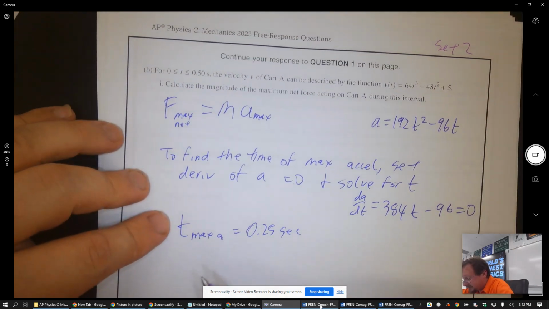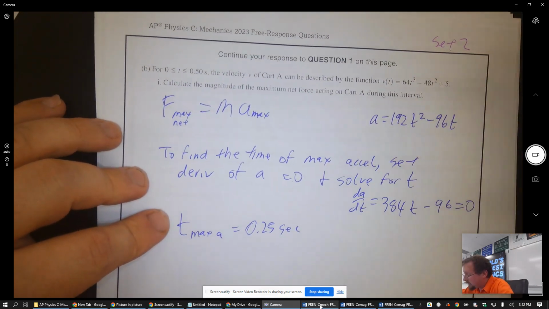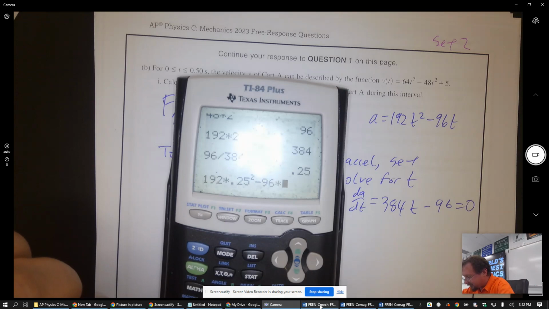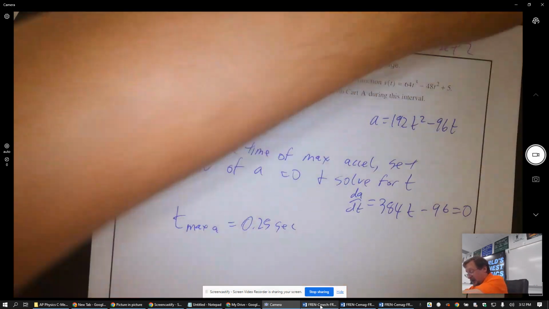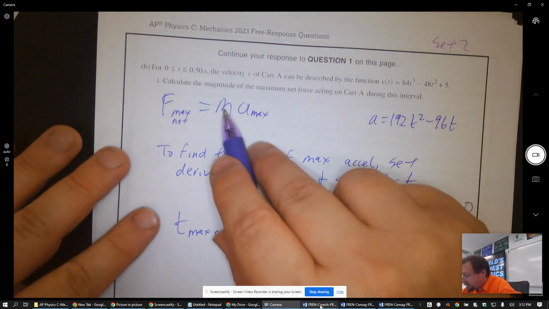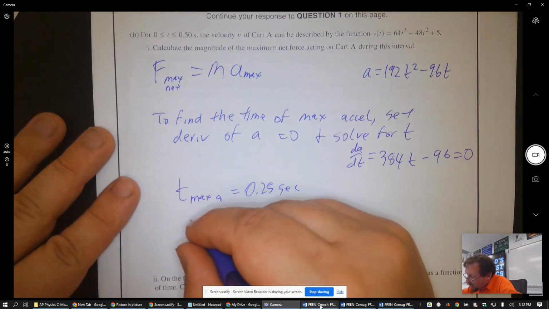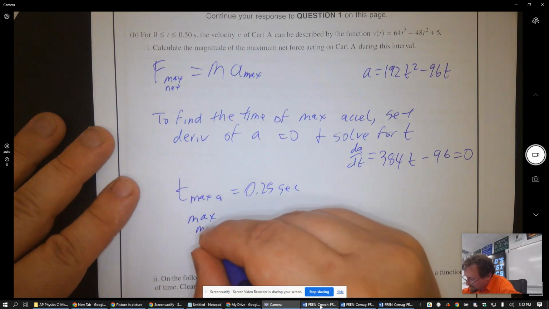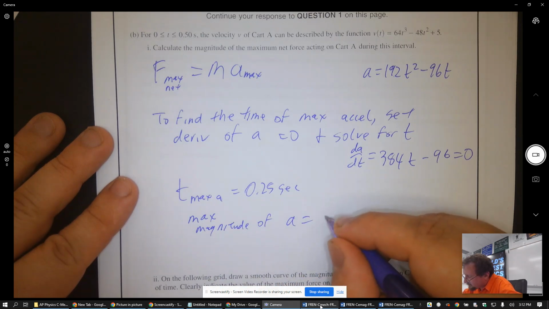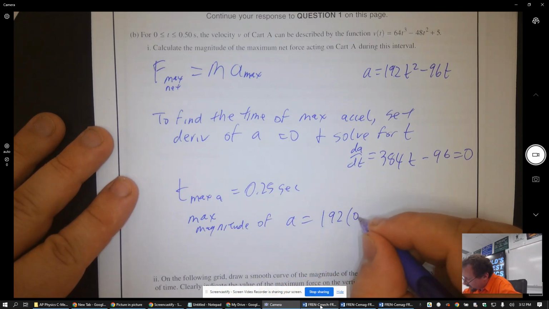Okay, so time of maximum acceleration. Now we're going to find what the maximum acceleration is. We're going to do 192 times 0.25 squared minus 96 times 0.25. So negative 12. That makes perfect sense because we have a negative slope there. Okay, the magnitude of the maximum net force, so the maximum magnitude of acceleration.